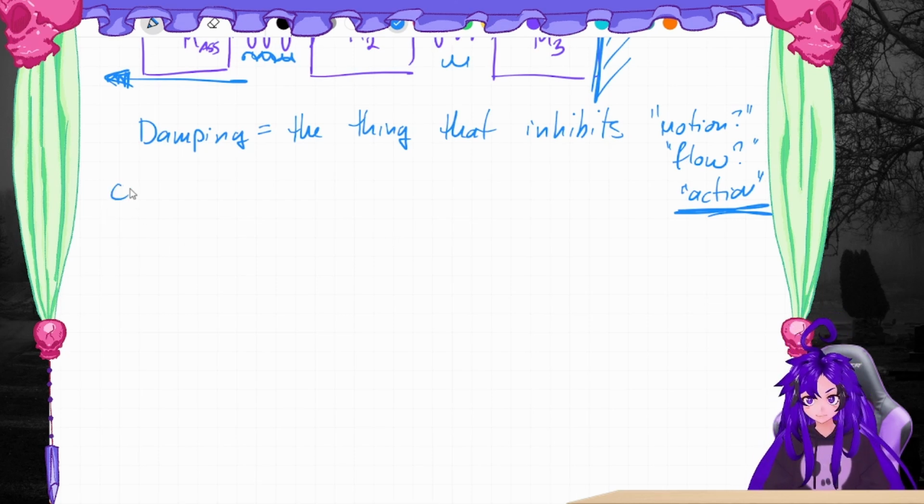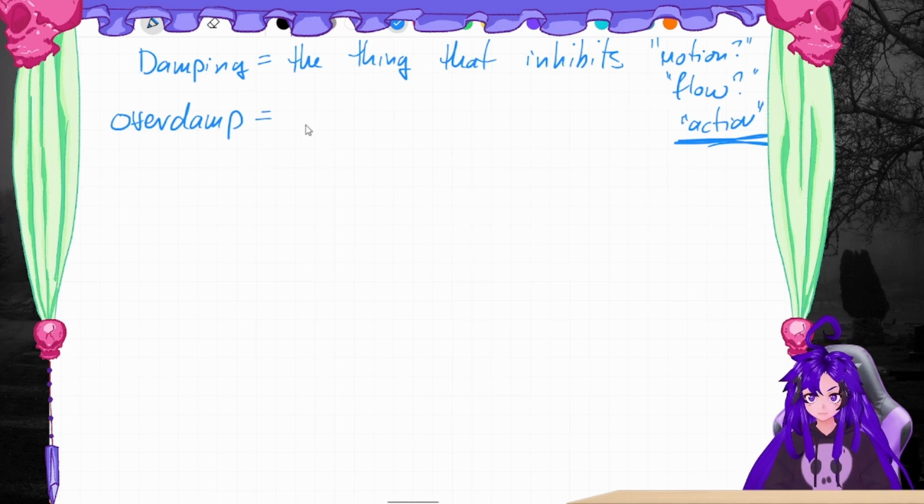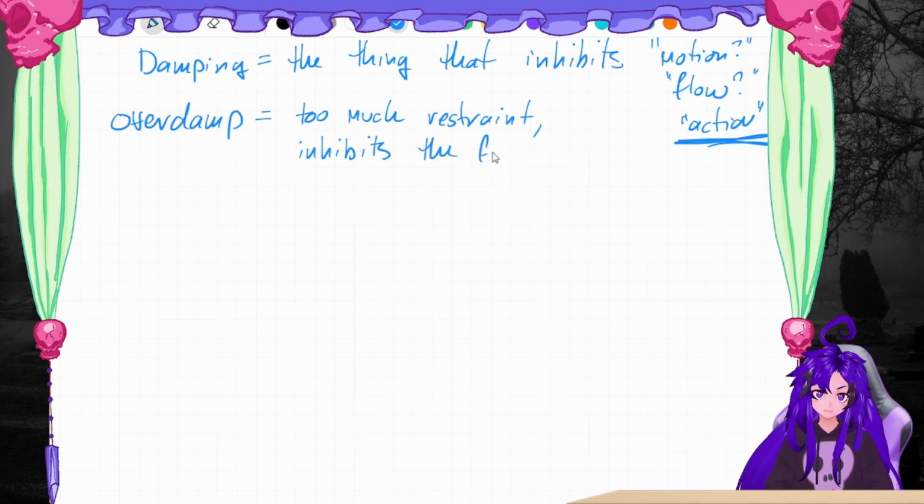And overdamping is what it sounds like. Overdamp is this spring that we said is really stiff. Well, it's now preventing motion that normally would happen. So, too much restraint. And it inhibits the full cycle from happening.